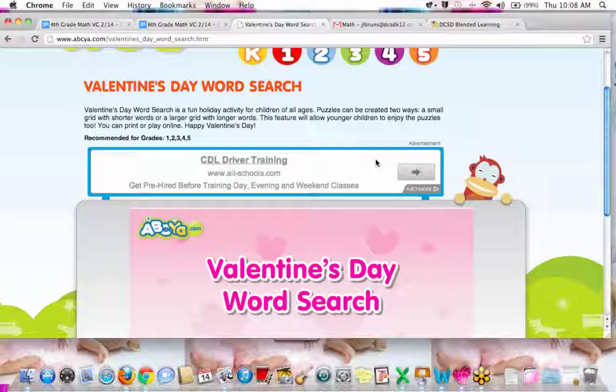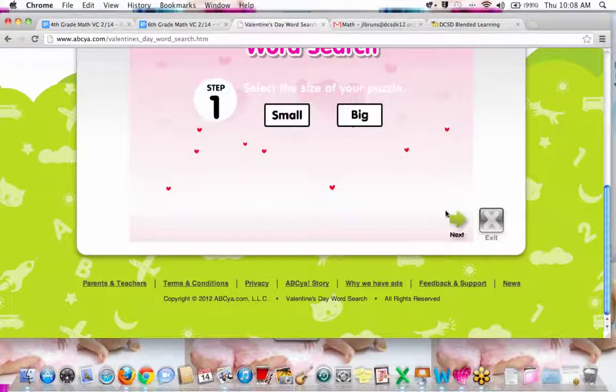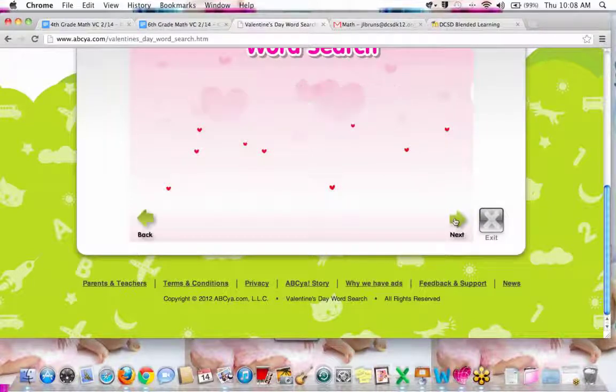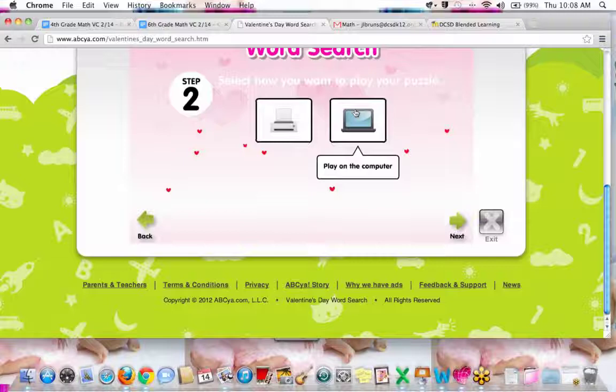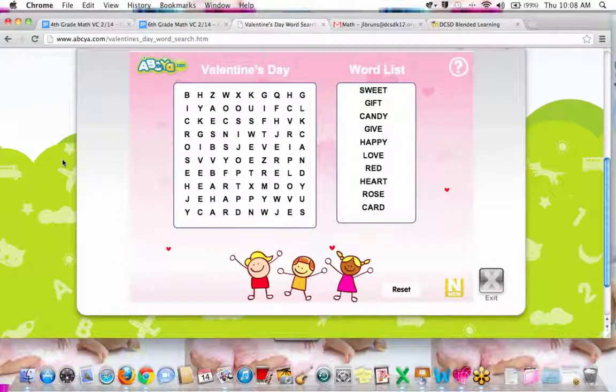Valentine's word search, yay! All right, couple minutes. Let's do a small one. We don't have much time. Okay, so let's take a look and tell me if you, oh, come on, scroll up. There we go. Did you see any of these words?